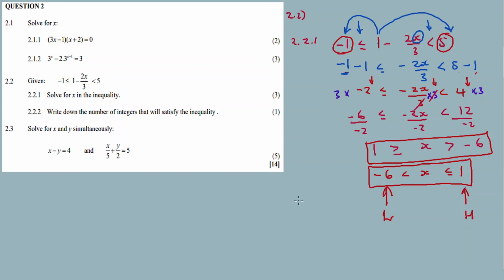2.2.2. Now they ask us a question. Write down the number of integers that will satisfy the inequality. Integers.